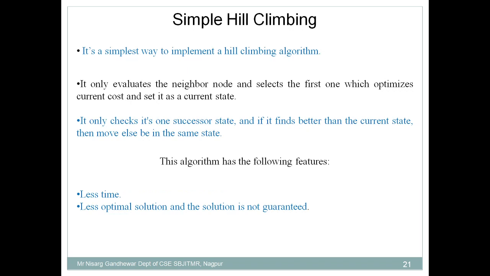In this case we are evaluating the neighbor node and selecting the first one which optimizes the cost. Obviously our aim is to reduce the cost. If you take the example of the traveling salesman problem, obviously you need to reduce the total overall cost of reaching the goal state. So in simple hill climbing, you are just evaluating your neighbor node and checking what its cost is. Suppose its cost is less, then you will change the current state to the next state.